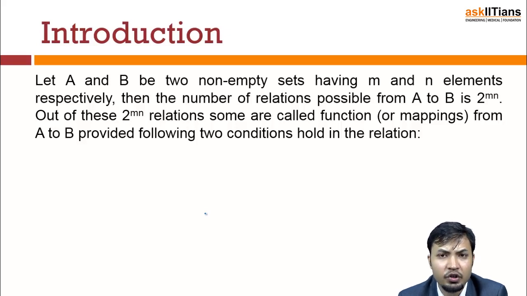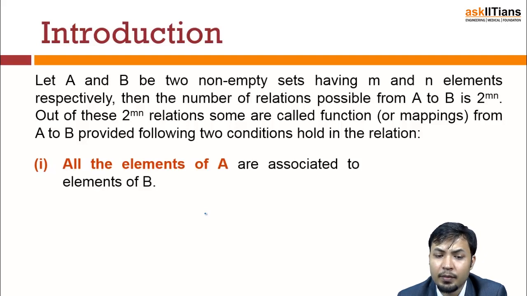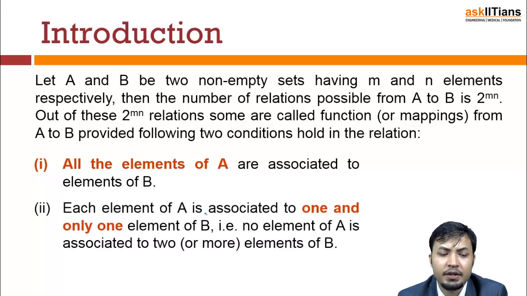Now what are those two conditions? First, all the elements of A are associated with the elements of B, the most important one. Next, each element of A is associated to one and only one element in B, that is, no element of A is associated to two or more elements in B. So basically what it means is, through a process there has to come only one output from one particular input. There cannot be two different outputs from one input.